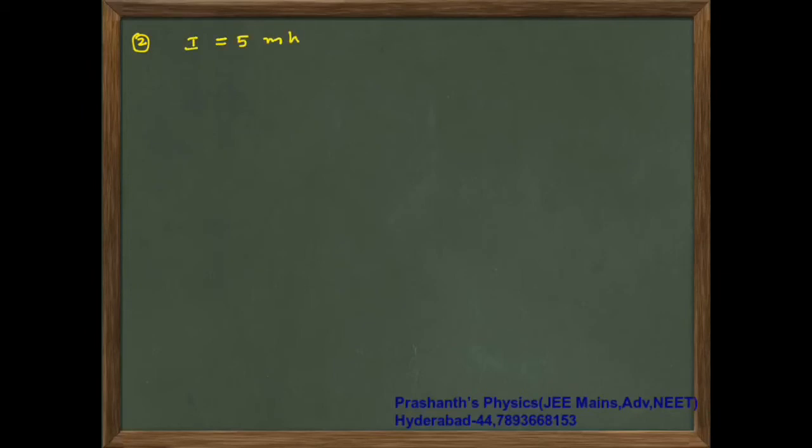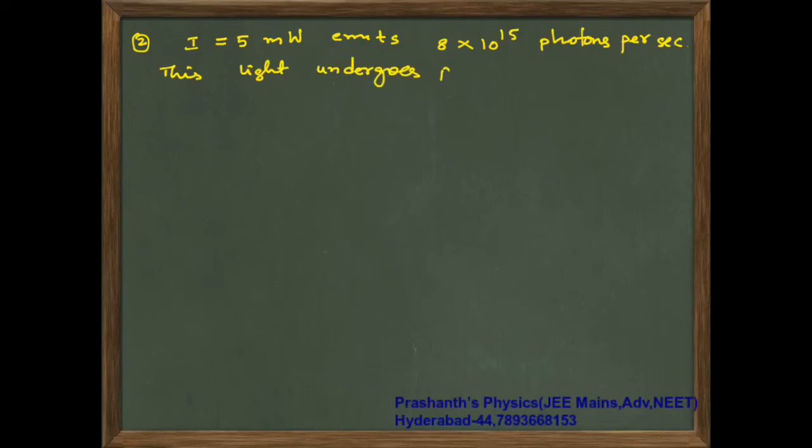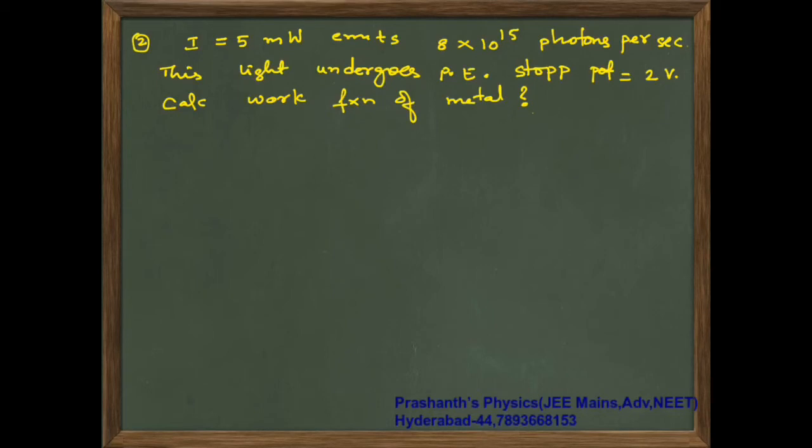Monochromatic light of intensity 5 milliwatt emits 8 into 10 power 15 photons per second. This light ejects photoelectrons from a metal surface, that is, it undergoes the photoelectric effect. The stopping potential is equal to 2 volt. Calculate the work function of the metal. That is your next question. Try it for a minute, I'll explain the answer. Those who are watching this video, please pause the video clip and try the answer. It is easy, it's not tough at all.